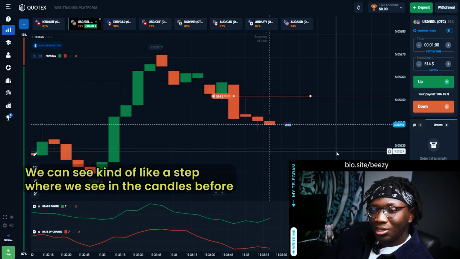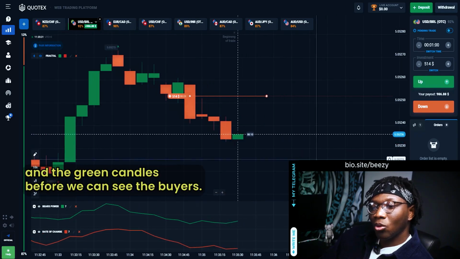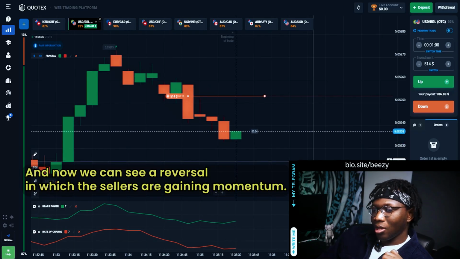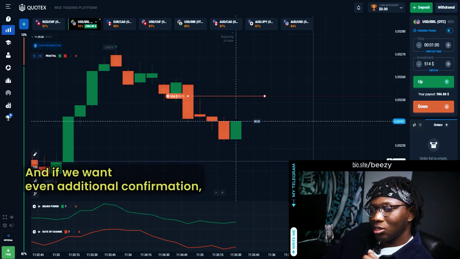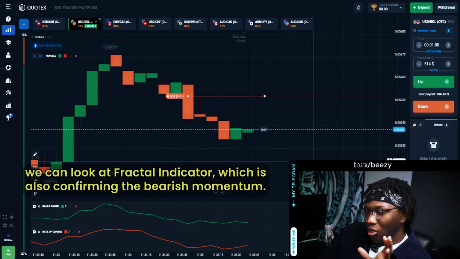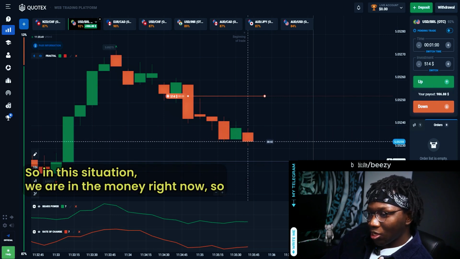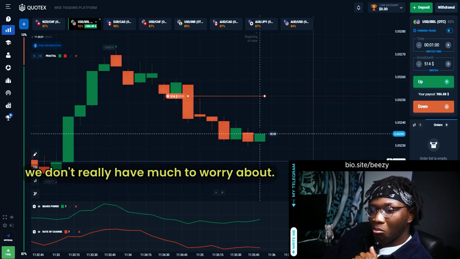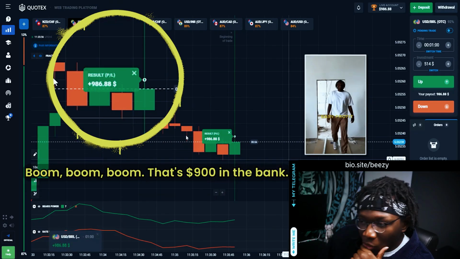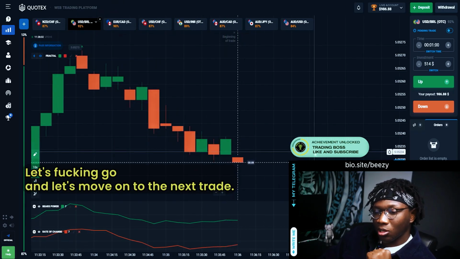As you can see, we have a step in the green candles before, where we can see the buyers, and now we can see a reversal in which the sellers are gaining momentum. And if we want even additional confirmation, we can look at the fractal indicator, which is also confirming the bearish momentum. In this situation, we are in the money right now, so we don't have much to worry about. We're still in the money, and I think we can get out of this trade. Boom, let's go. $100 in the bank. Let's go, and let's move on to the next trade.